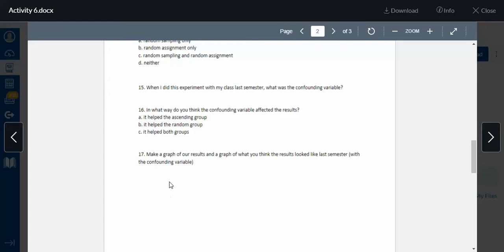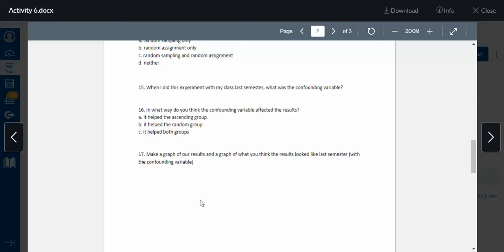And here I just want you to do a couple of things for question 17. First of all, make a bar graph showing the means of the two groups in your made up data set. So just make one bar for the mean of ascending and one bar for the mean of random, based on your output from the website. Then what I want you to do side by side is make a graph of what you think the results looked like last semester when we had this confounding variable and the random group heard it twice. The reason I want you to do this is for you to try to think about how the confounding variable would have skewed the outcome and affected the results last semester. And it'll allow you to compare them side by side.